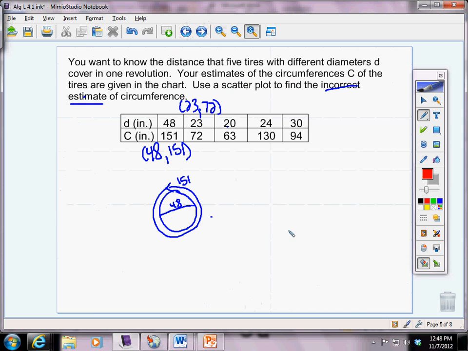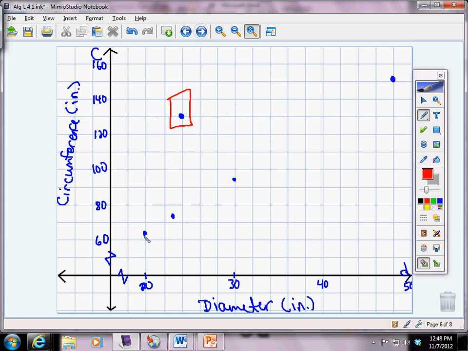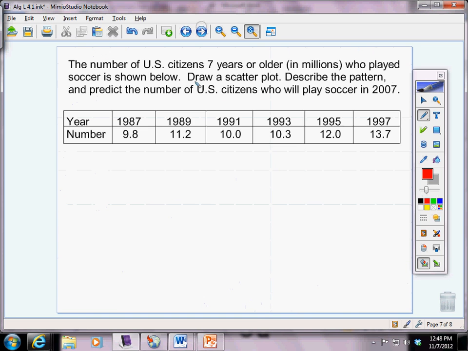So the incorrect estimate is going to be 24. A diameter of 24 inches does not go along with the circumference of 130 inches. So our incorrect circumference is going to be the 130. Okay? Again, that would be hard to see from here, but when you put it on a graph, you're able to see what doesn't make sense.